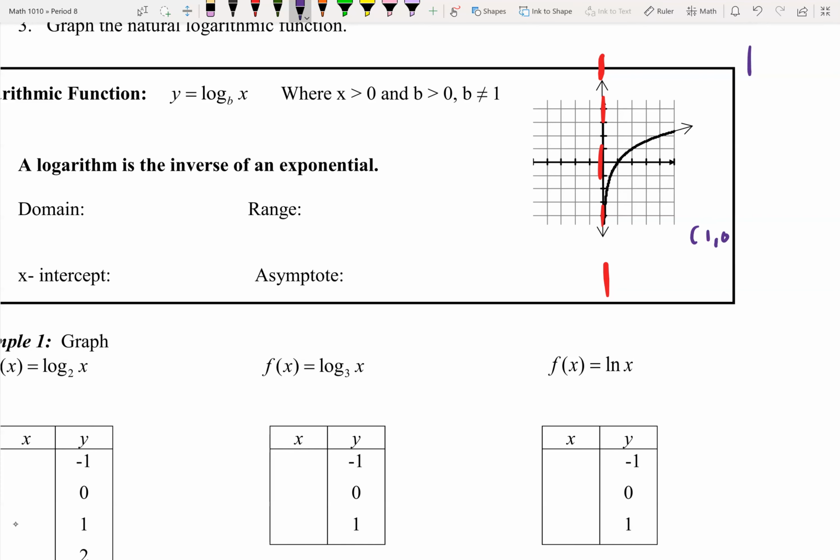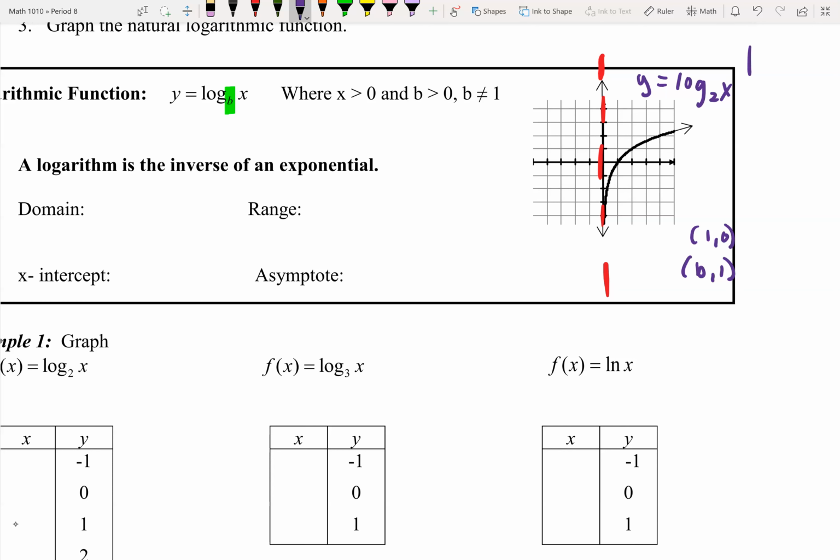Off to the side, I want you to write this down. I want you to go 1, 0, and then I want you to go B, 1, B being the base of the log. To the side of that graph, or above it, write y equals log base 2 of x. If they were asking me to graph y equals log base 2 of x, I'd say, okay, that's a parent graph, and it's a log.